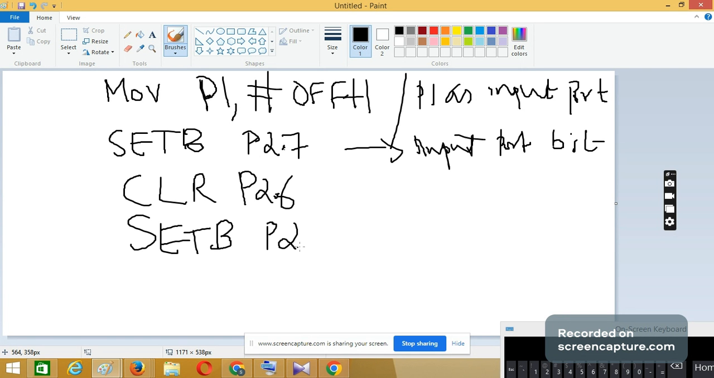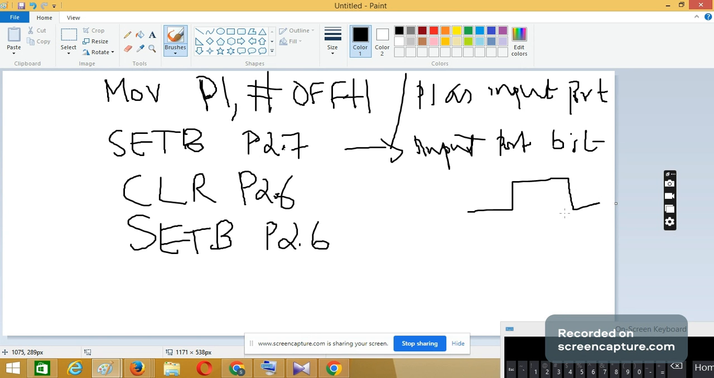That means it will first make P2.6, I mean WR bar, low so that it starts converting. Once our ADC starts converting, that start-converting signal need not be maintained. So you can make it opposite so that for the next time again you can make it low and it starts converting. Okay, so it starts converting.